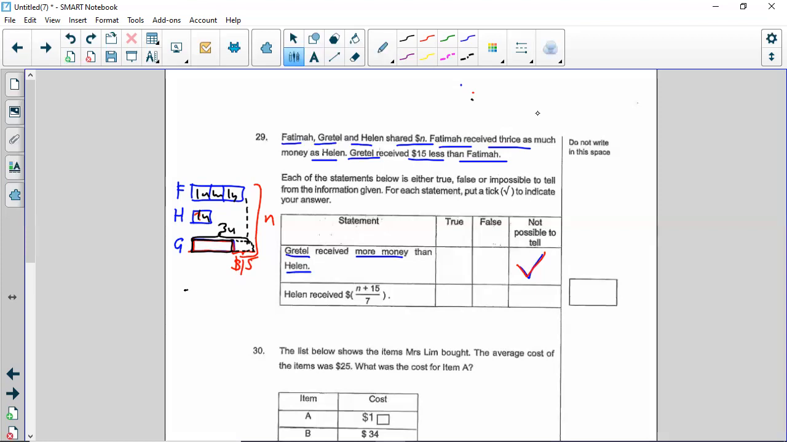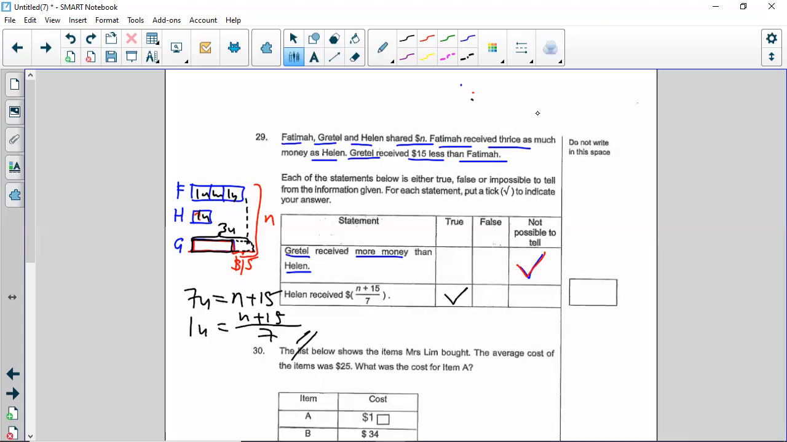When you stretch it, there will be a total of 7 units, right? And the total cannot be N anymore. N is the old total. When you stretch it, the model becomes bigger and the total will increase by $15. So can you find what 1 unit is? You take N plus 15 and then divide by 7. So Helen has 1 unit, which is (N plus 15) over 7, which is true. You understand now?